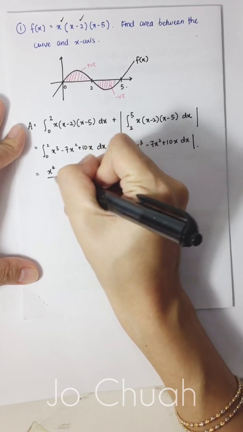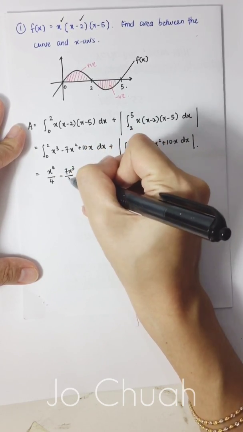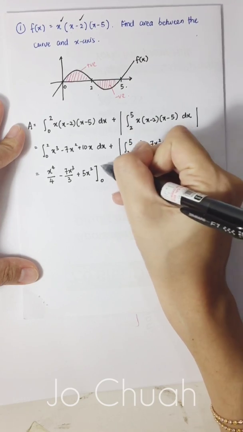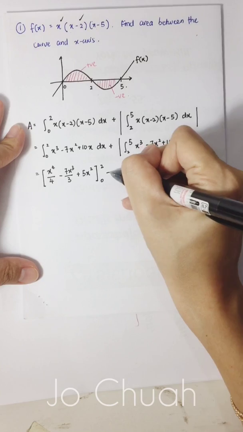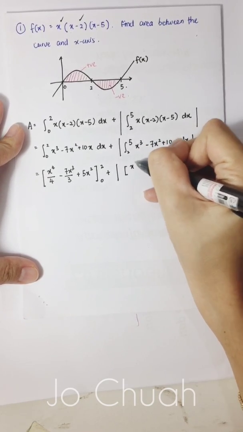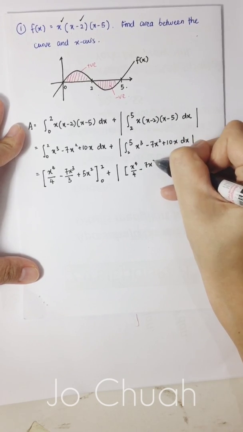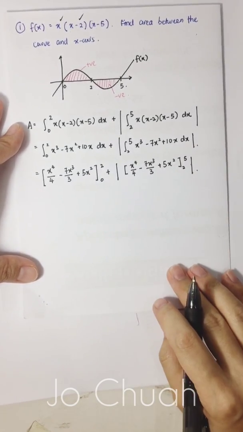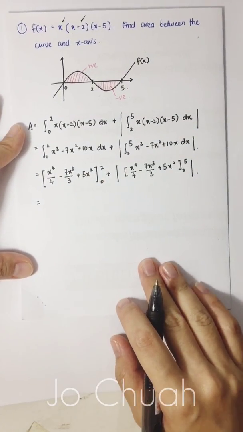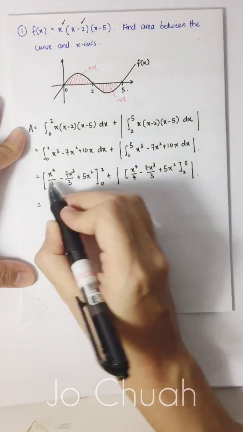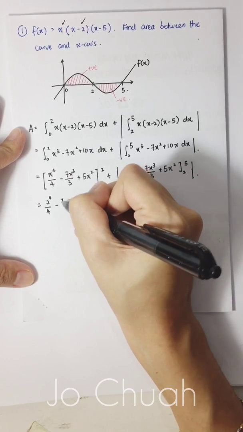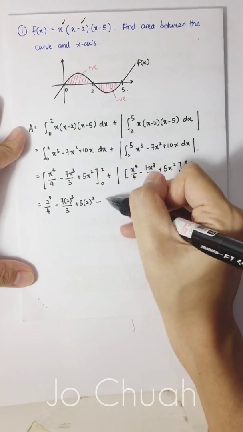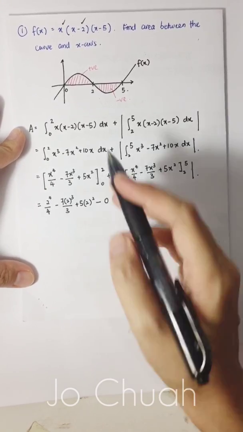So you have x to the power of 4 over 4 minus 7x cubed over 3 plus 5x squared, because 10 is going to divide by 2. So the limit is from 0 to 2, close bracket, plus the modulus of the same function, minus 7x cubed over 3 plus 5x squared, from 2 to 5, modulus. So you have to show your substitution in order to get the marks. Put in the 2 here: 2 to the power of 4 over 4 minus 7 times 2 cubed over 3 plus 5 times 2 squared, and then minus 0, because whatever you put in here, it's going to be 0, right?